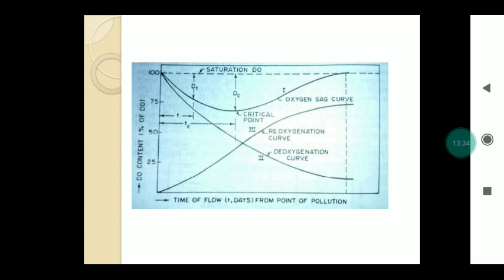This chart shows the reoxygenation and deoxygenation as well as the oxygen sag curve. On the x-axis we can see the time of flow of the natural stream. On the y-axis is the dissolved oxygen content. First, saturation DO has 100% dissolved oxygen. Then what happens when sewage is discharged into the natural stream? It goes on decreasing; that is the deoxygenation curve. And while the river flows, with time, oxygen is introduced in the natural stream. That concept is known as the reoxygenation curve.